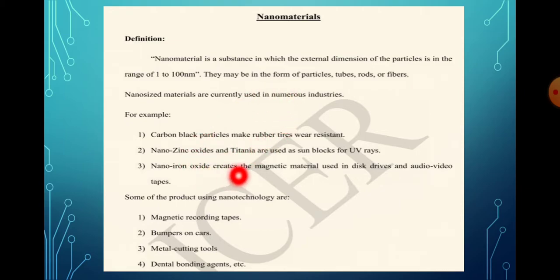What are examples of nanomaterials? Carbon black particles, nano zinc oxide, titania, which is used for UV rays, and nano iron oxides. These are examples of nanomaterials.